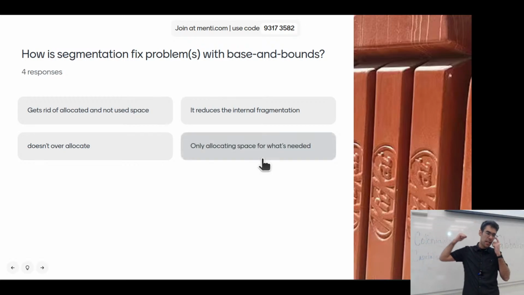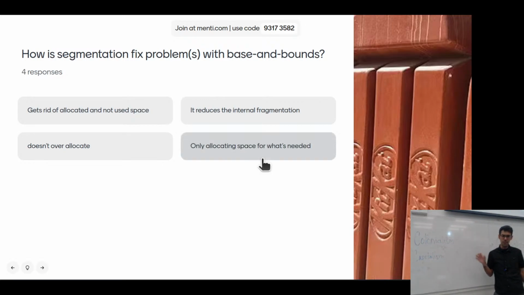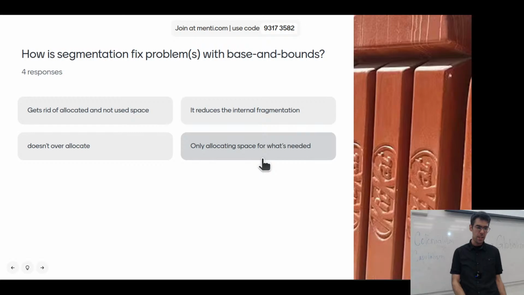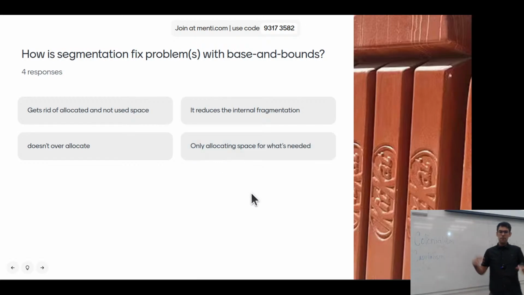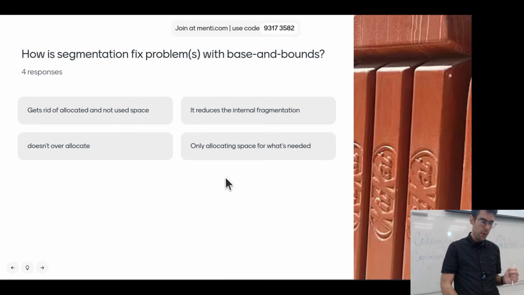So yeah, it gets rid of allocated but not used space. It doesn't over allocate. It reduces the internal fragmentation, only allocating space for what's needed. So all of these together mean approximately the same thing to me. Of these answers, the best ones to me are these two right here: getting rid of allocated and not used space, and only allocating space for what's needed.